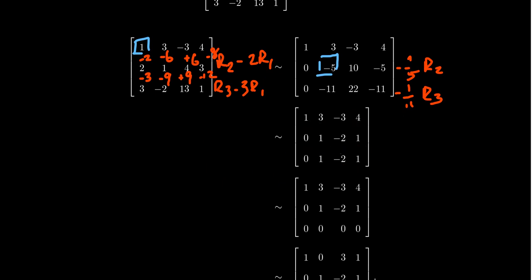Kind of like the Weasley twins there. We're identical. In which case, we're just going to take row 3 minus row 2. And that'll just cancel out that entirely, giving us now a row of zeros. So that then gives us a matrix which is in echelon form.